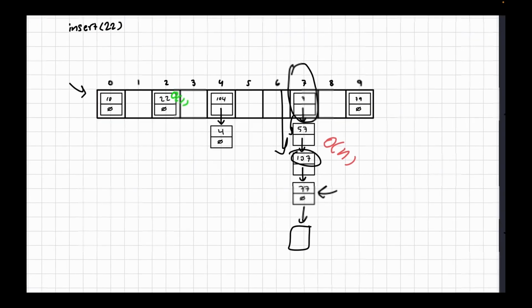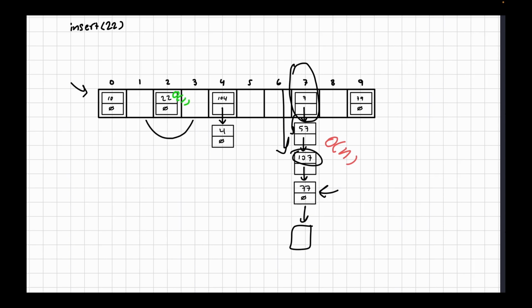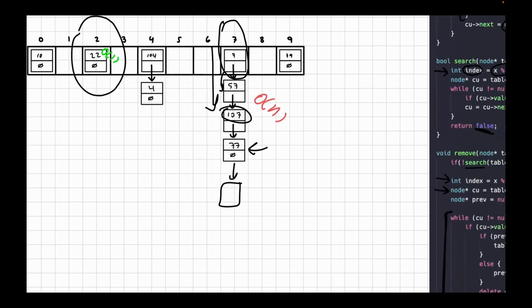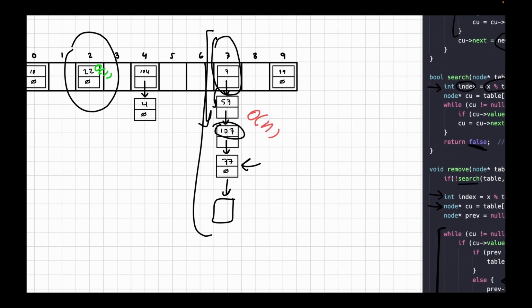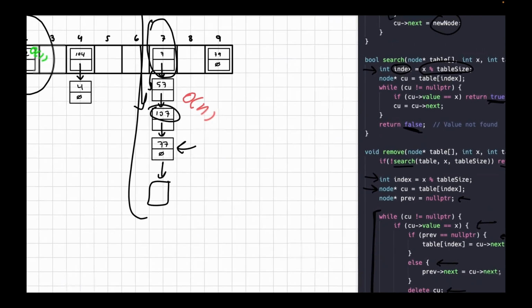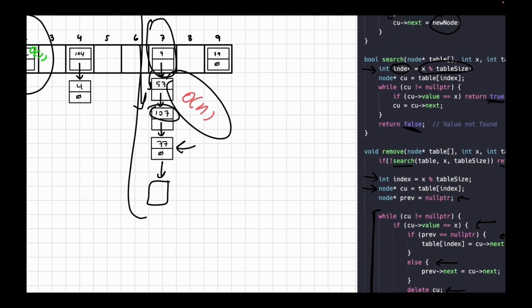And that's it. So lastly, we see that when we're just inserting at the beginning, just once, it's constant time. But as you can see, once we start inserting a bunch at the same index, it starts to become O(n). And that's it. Thanks for watching.